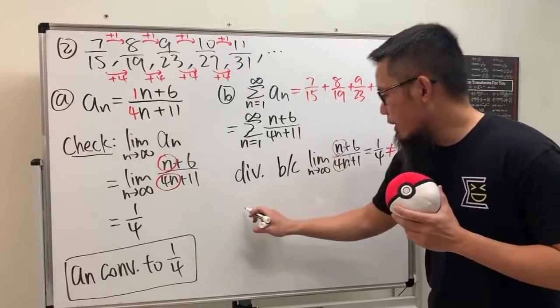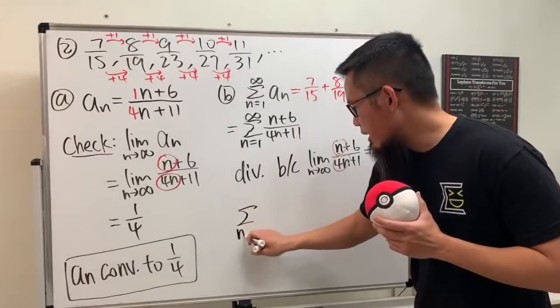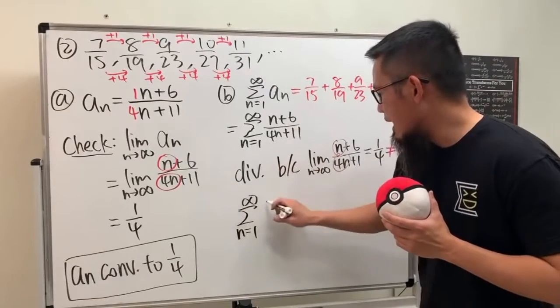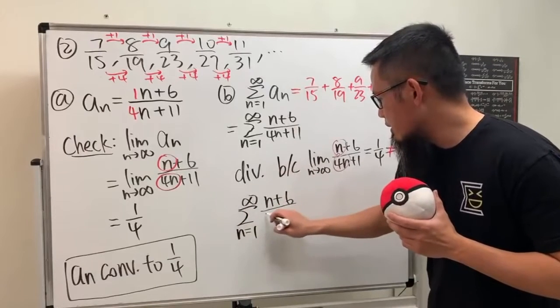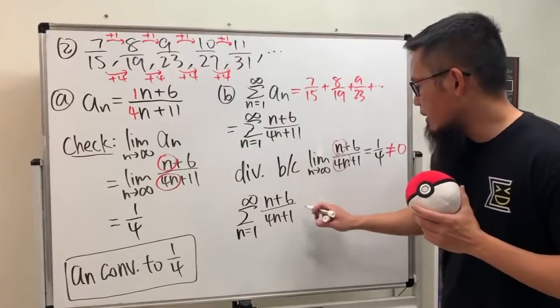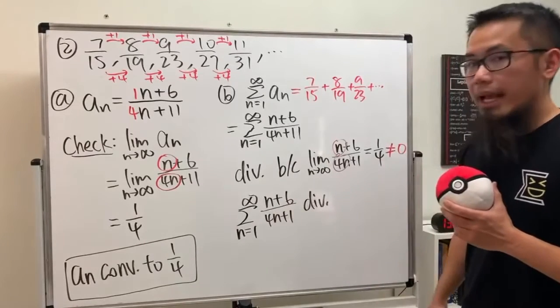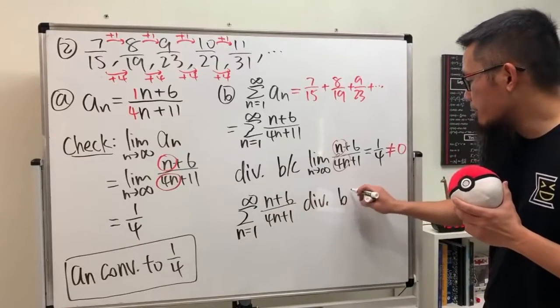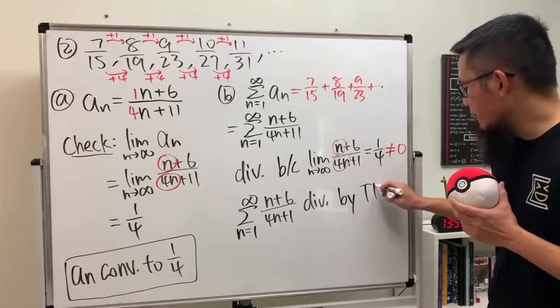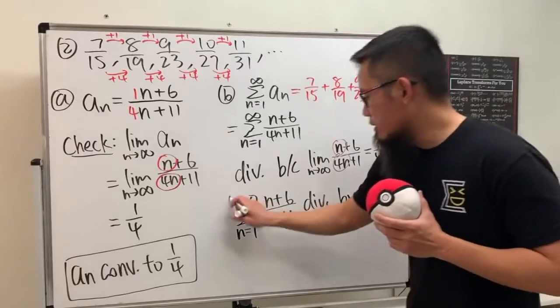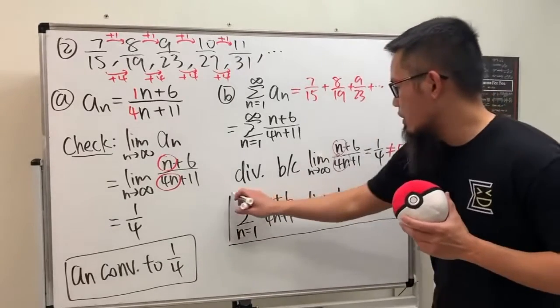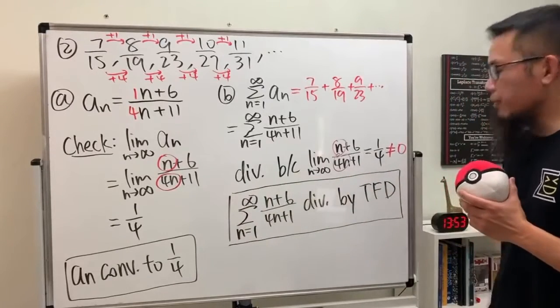So right here, I'll just say the series, n goes from 1 to infinity. This guy, let me just write it down, right? This diverges, and we can just say by the test for divergence. So this right here is how you can write down your reasoning for that.